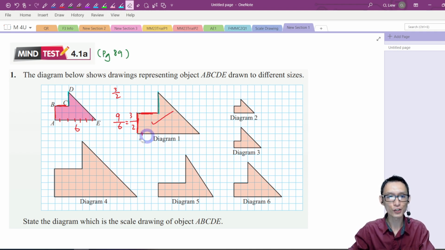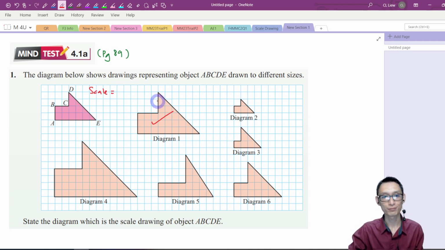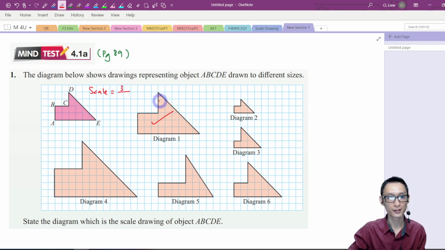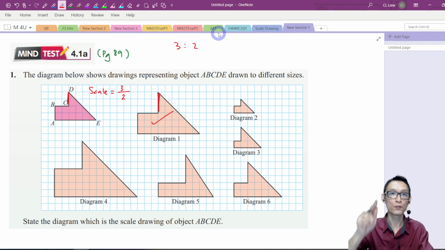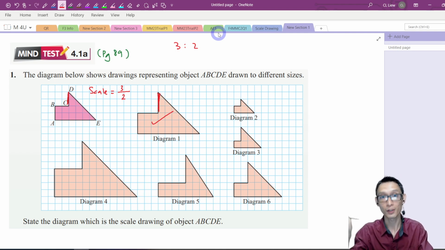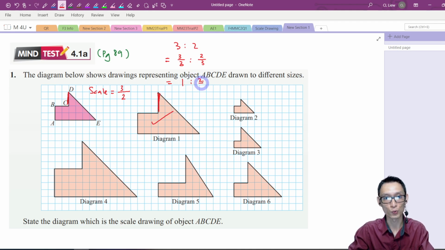Okay, so how about if the question asks you, what is the scale used here? It's very simple. Remember what I told you just now: drawing on the top, 1, 2, 3. Since I use the length here, I need to compare with the length here, 2. So the scale is 3 is to 2. But if the question asks you to give your answer in 1 is to something, then we need a few more steps. Divide both sides by 3. It will become 1 is to 2 over 3.